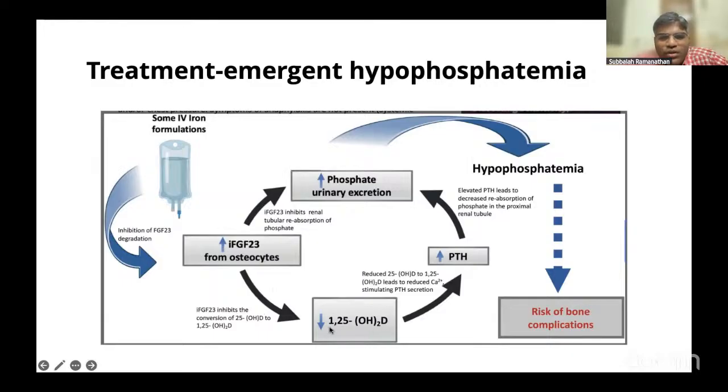If vitamin D is not there, parathormone increases, which again leads to decreased reabsorption of phosphate. It further reduces phosphate. So all you have to remember is phosphate excretion is increased, and phosphate levels are brought down by increased parathormone. The active form of vitamin D goes down. So it leads on to secondary hyperparathyroidism, which worsens hypophosphatemia. So it is hyperphosphaturia and hypophosphatemia: urine excretion is increased, and in the serum and plasma it goes down. That can lead on to bone complications like bone pain, fractures, and all. This is quite common with some iron formulations.